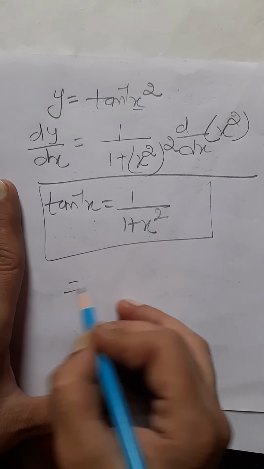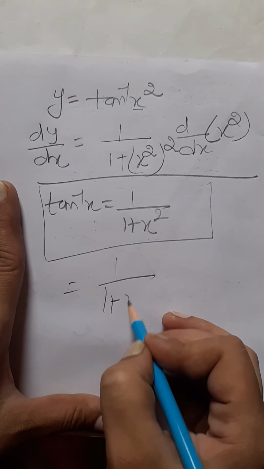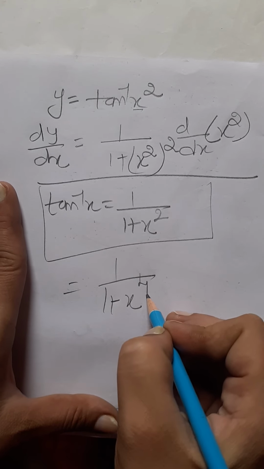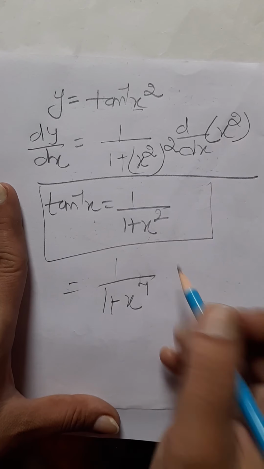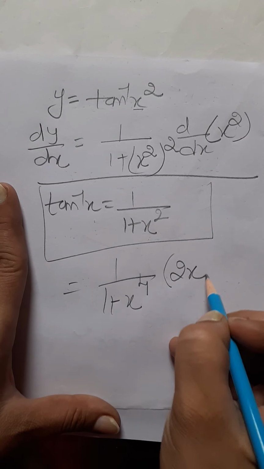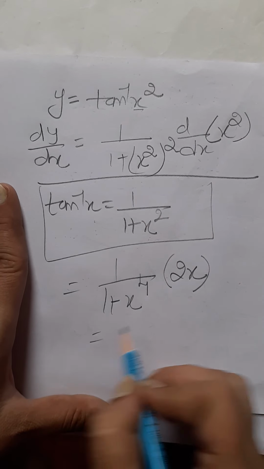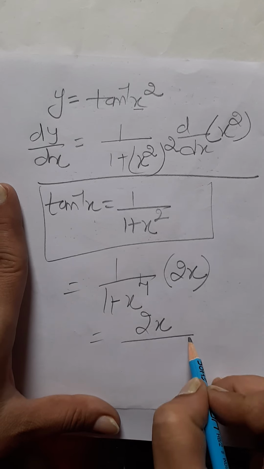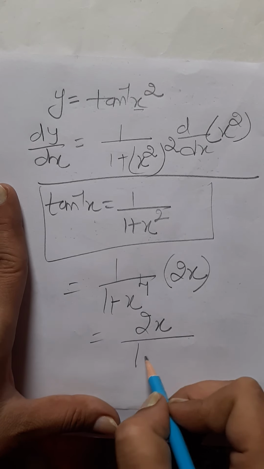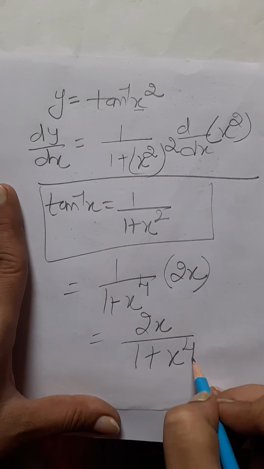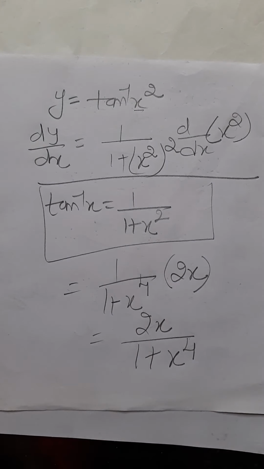After that you have 1 plus x to the power 4, and the derivative of x square is equal to 2x. In this way you apply this formula and you get the value 2x upon 1 plus x to the power 4. Okay, now we move on to our next question. Now we move on to higher order derivatives.